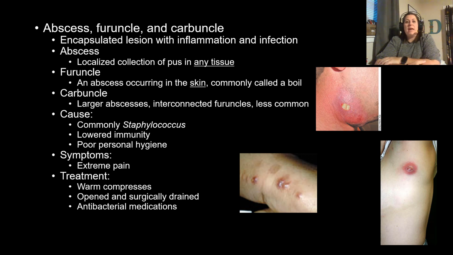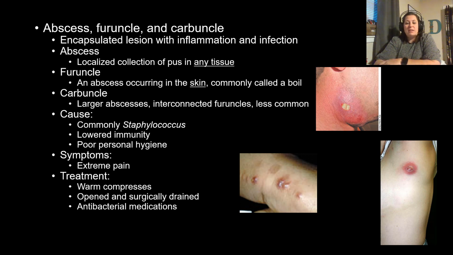A furnicle is an abscess occurring in the skin, and it's commonly called a boil. Carbuncles are kind of larger abscesses or interconnected furnicles. These are normally less common. Now, the cause for these is also Staphylococcus bacteria. You're more prone to these if you have a lowered immune system and also poor personal hygiene.